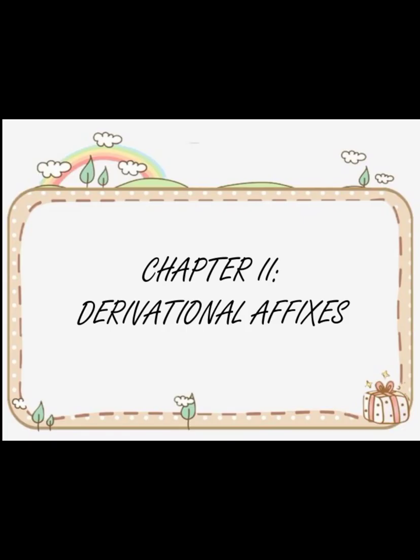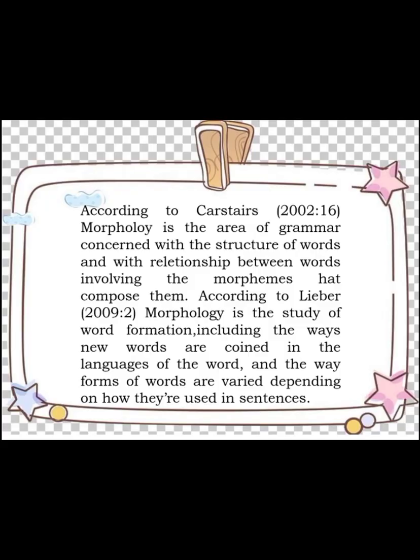Chapter 2. Derivational affixes. When we study about affixation, it cannot be separated from the study of word formation that is the branch of morphological study. Morphology is one of linguistics that is concerned with words and word formation. Katamba states that morphology is the study of the formation of words and internal organization of words. According to Carstairs, morphology is the area of grammar concerned with the structure of words and with relationship between words involving the morphemes that compose them.